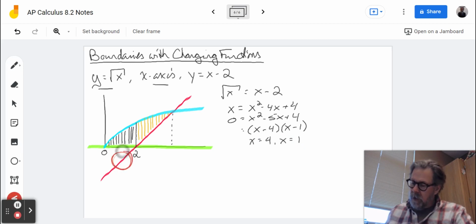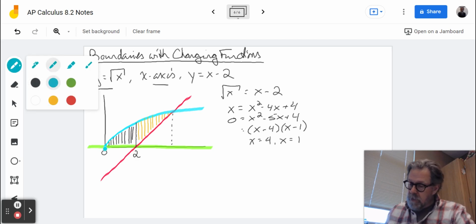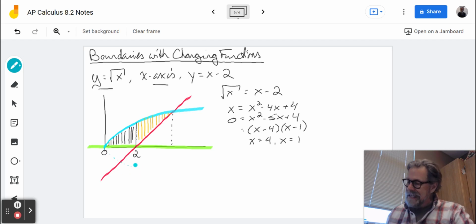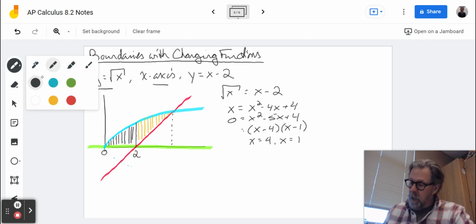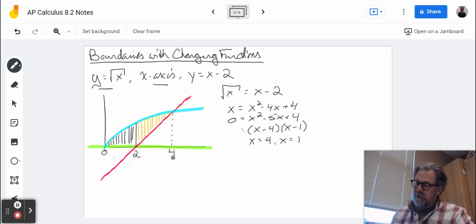If you think back to what you know about sideways parabolas versus square root of x, if the square root were a sideways parabola, it would intersect right there. Since it isn't, it doesn't, which means that the number we care about is x equals 4.